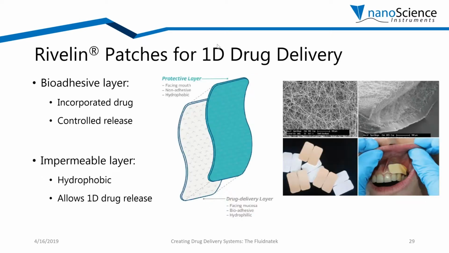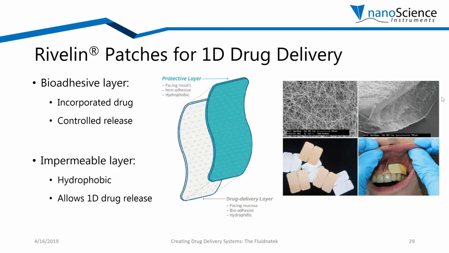So this is the slide. And then the second layer is the impermeable hydrophobic layer. Thanks to the hydrophobicity of this layer, the drug can only be delivered in one direction. The image on the right shows the actual electrospun fibers, the cross-section of the patch showing the dense hydrophilic layer, the actual sample, and the patch in action on the affected mucosal area.